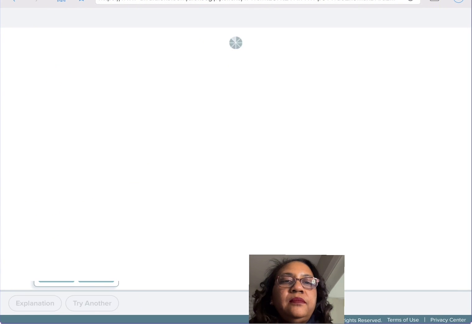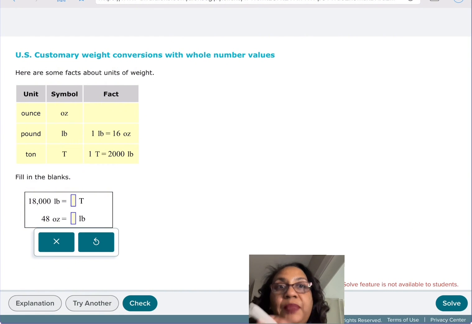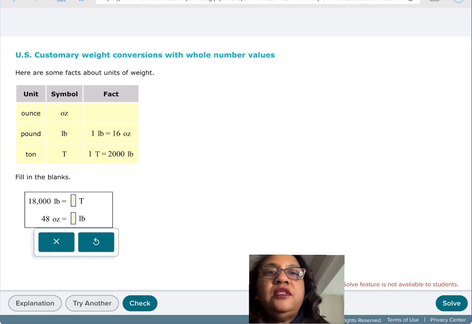Let's try one more. So this time we have 18,000 pounds, and we're going to get the amount of tons that is. So if we have a big number and you see that 1 ton is equal to 2,000 pounds, but we have this big number of pounds, that means we're going to go to tons. That means it's going to be a smaller number. So you have to make a decision. Are you going to multiply or divide? And the best way to do that is to know that conversion. So it's 18,000 divided by 2,000, and you can think about it like 18 divided by 2, which is 9, and just take care of the zeros.